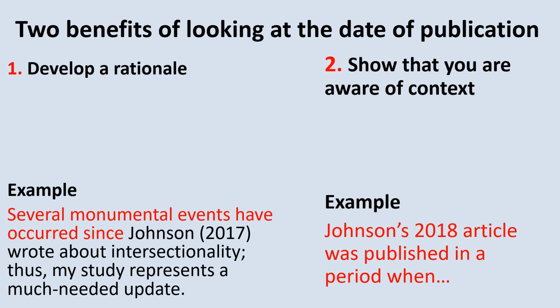It's also good to show that you are aware of the context. You haven't just picked the article randomly. You are aware of the context. Johnson's 2018 article was published in a period when you understand what came before the article was written, what was happening during the time the article was written, and what happened after the article was published. In summary, think about the universe around your journal article. Everything is connected. Articles react to other articles, react to events; articles build on older theories, articles stand on the shoulders of other articles. Nobody writes in a vacuum.